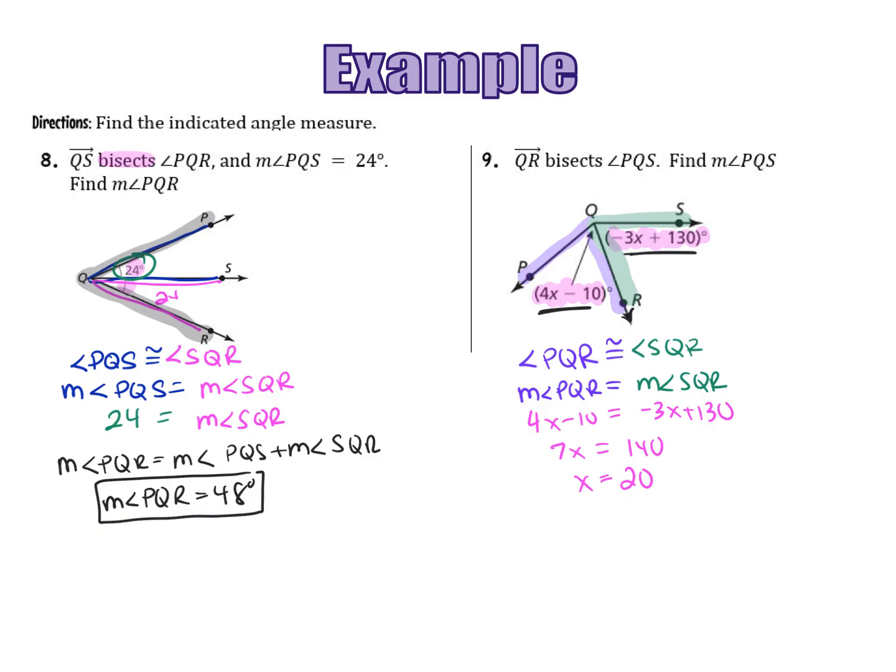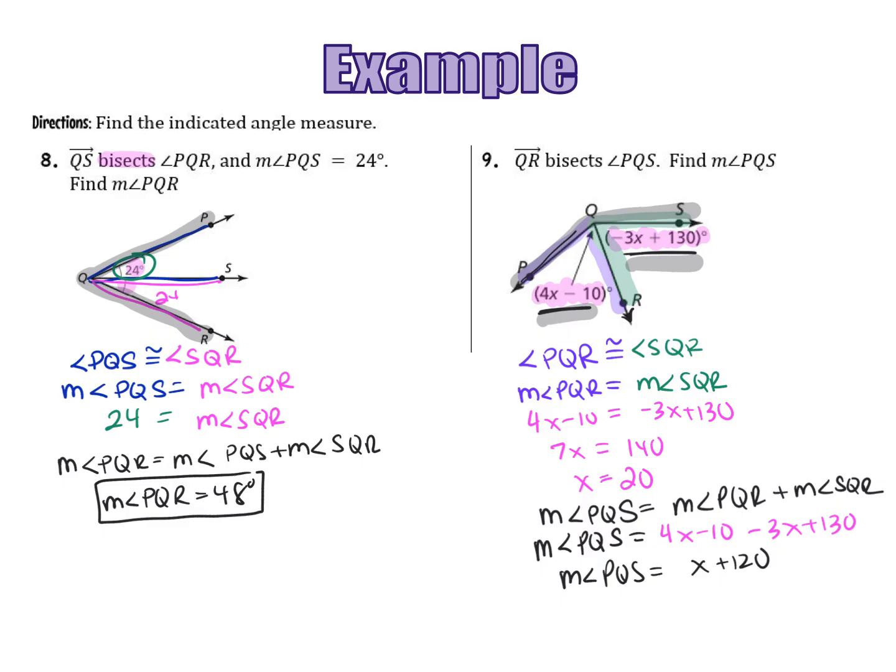Now this problem is asking us for the measure of angle PQS, which is the big angle PQS. So what I need to do is find the two pieces and add them together, or find one piece and multiply it by 2 because it's a bisector, so each of those angles will be equal to each other. So I can set up my angle addition property, and then I can substitute in what I know is true for each of those angles and combine like terms. And then I can substitute in what I know is true for x. X is 20, so the measure of angle PQS is going to equal 20 plus 120, that is the substitution property. And then if I combine like terms, that will give me 140 degrees.